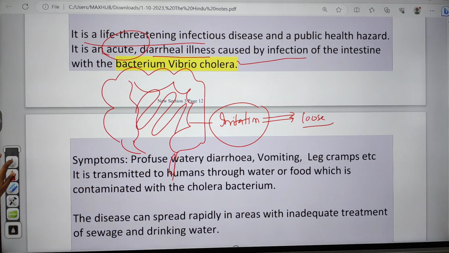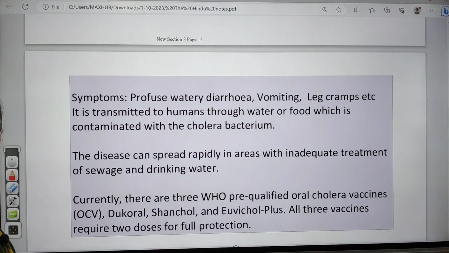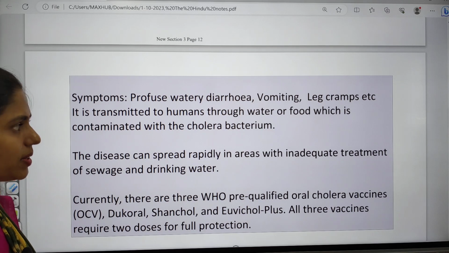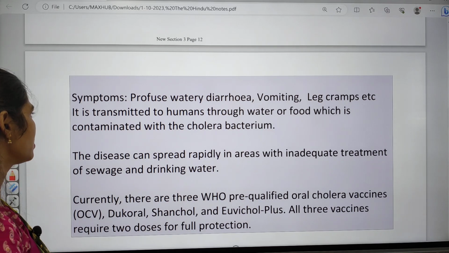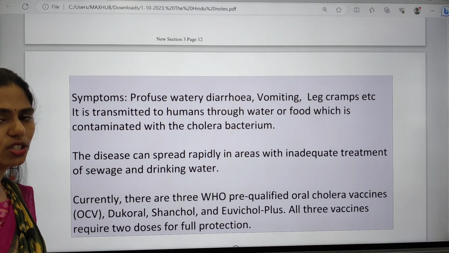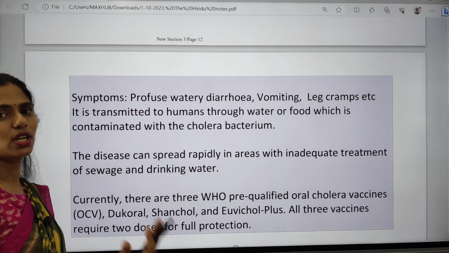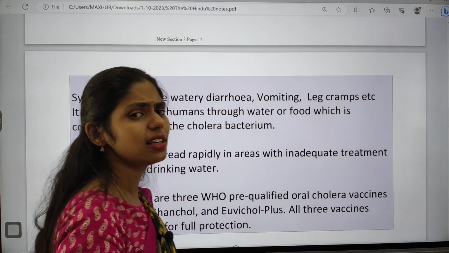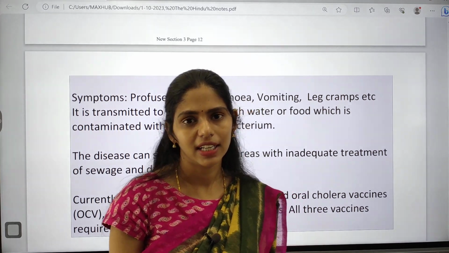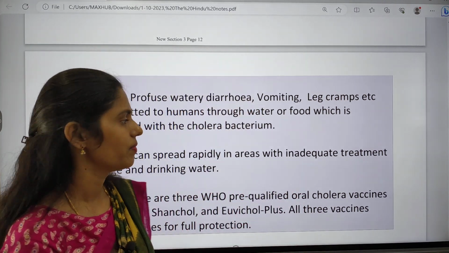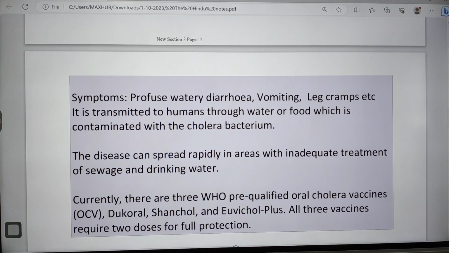So what are the symptoms? The symptoms will be watery diarrhea and sometimes vomiting, leg cramps, and fever. Okay, so how is it transmitted from one person to another? It can be easily transmitted by the contamination of food and water. So through the contamination of food and water, yes, cholera will easily spread.